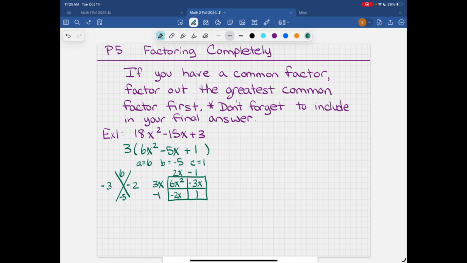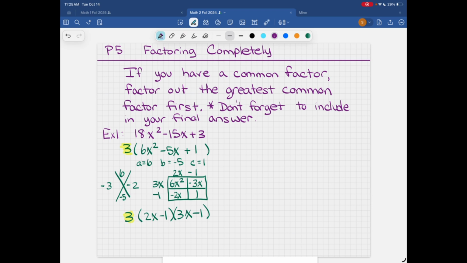So from this portion, I have 2x take away 1, and 3x take away 1. However, do not forget that you have to go back up and grab this 3 and put it on right there. So to factor it completely, you have 3 times the quantity 2x minus 1, times the quantity 3x minus 1. So that is our first type of example.